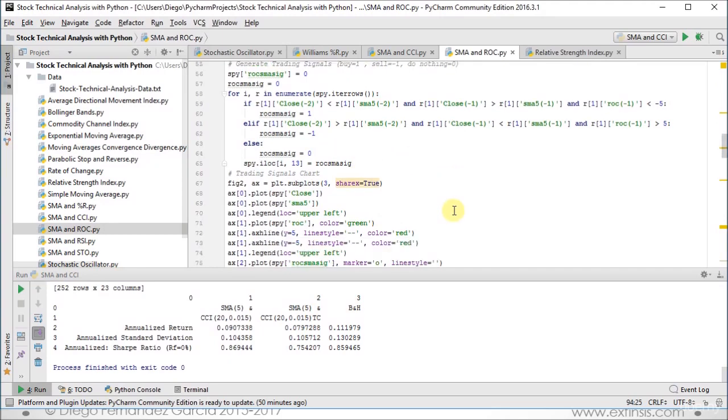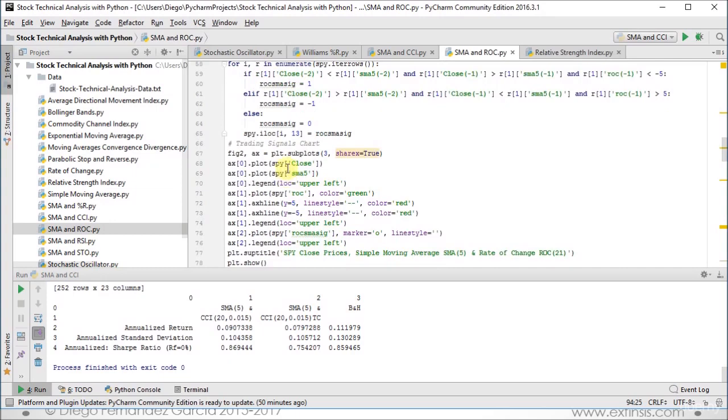Then we proceed to do our trading signals chart, which again, we have 3 subplots that share the x-axis. On the first one, close prices and the moving average, with a legend located at the upper left. Then at the middle chart, we have our rate of change oscillator, colored in green to differentiate from the one above, also with the 2 horizontal thresholds at 5 and -5 with their corresponding dashed line style and colored in red. Again, these are commonly used, but you can also modify them according to your needs.